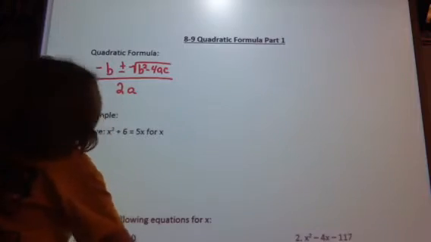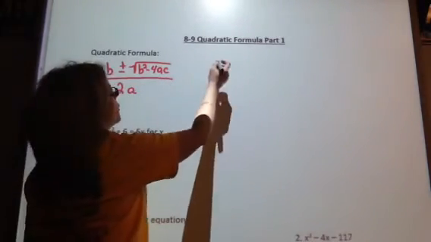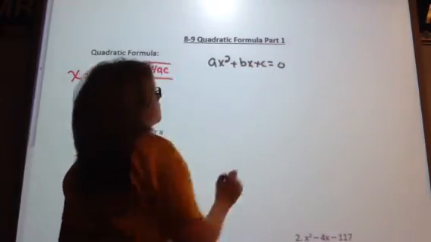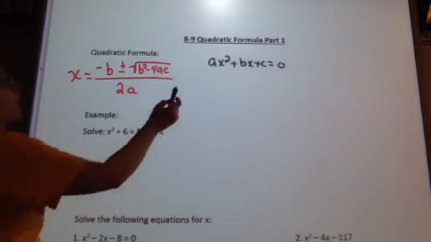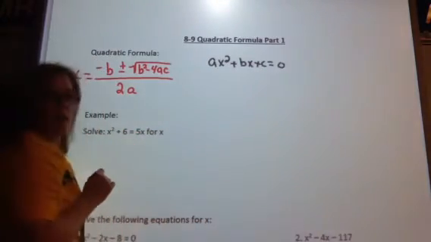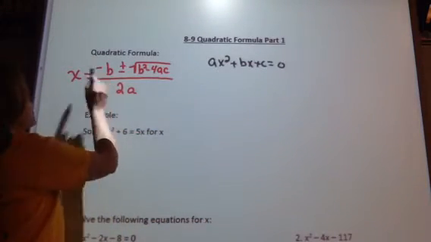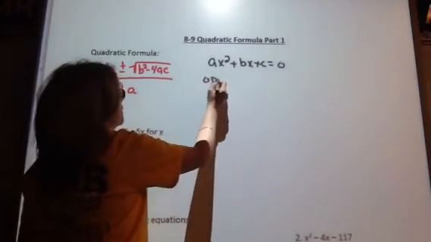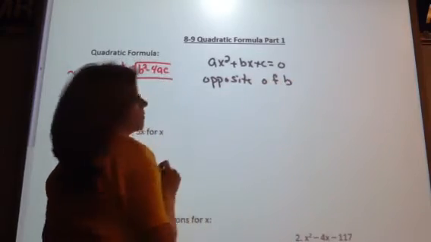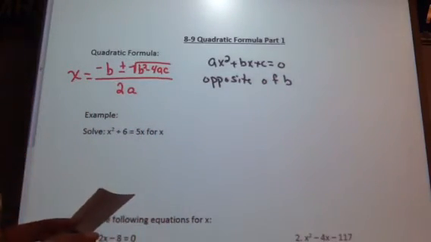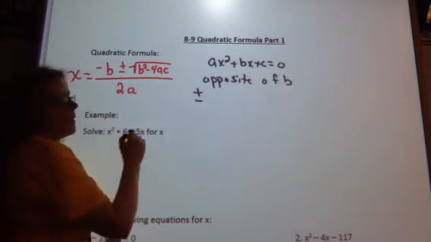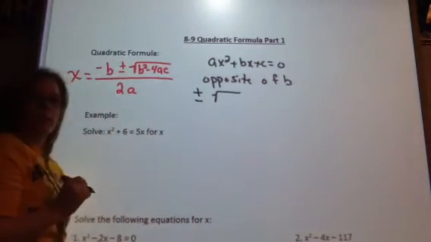Now, you're probably wondering, where do I get the a, b, and c? Well, that's from your quadratic equation. Okay? Leading coefficient is a, the coefficient in front of your x is b, and then c is your constant, the number that stands alone. Okay? Negative b just means the opposite of b. Alright? And this right here just means plus or negative, whatever you pull out of the radical sign.